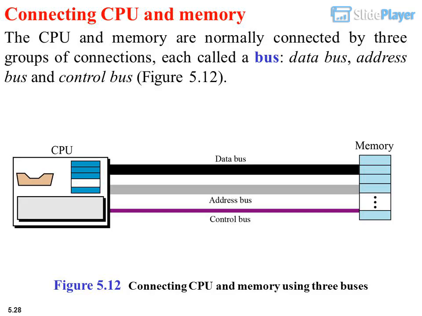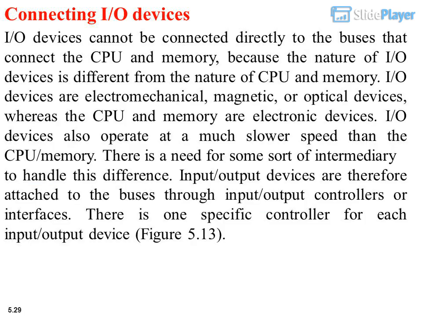Connecting CPU and memory. The CPU and memory are normally connected by three groups of connections, each called a bus: data bus, address bus and control bus, Figure 5.12. Figure 5.12 Connecting CPU and memory using three buses. Connecting I/O devices.